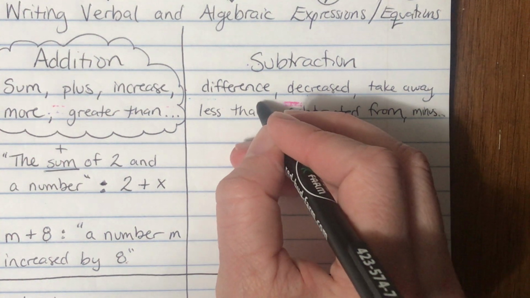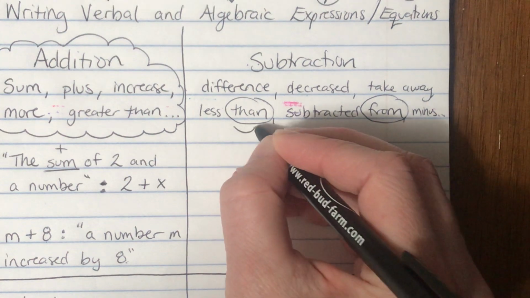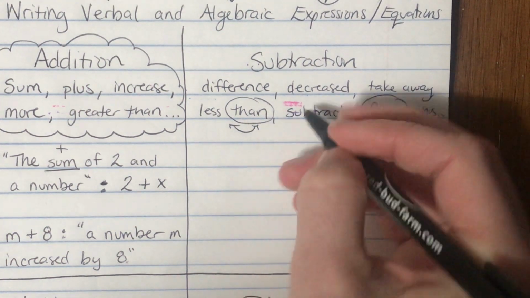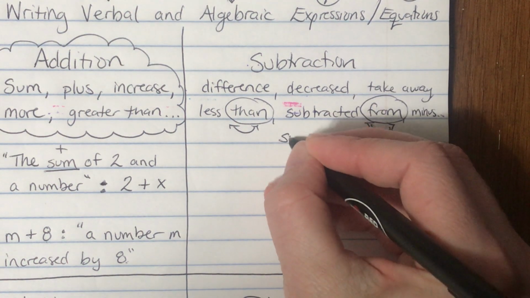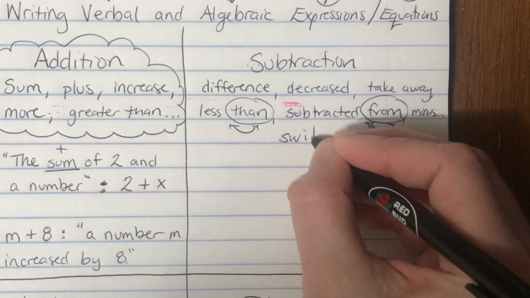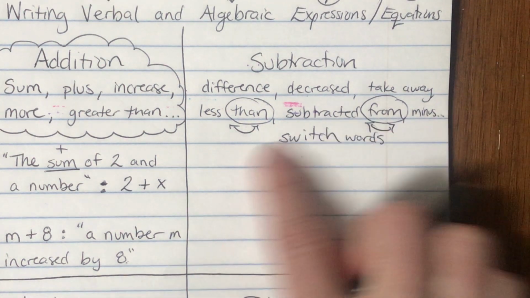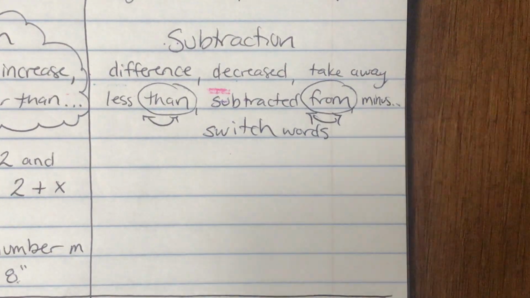And I want you to circle the word than and from, and I want you to put a little arrow next to it. And I'm going to tell you why in just a second. These two words right here are really special. We call them switch words. These are switch, S-W-I-T-C-H words. These words that are circled here. And we're going to talk about what we mean by that when we do an example.